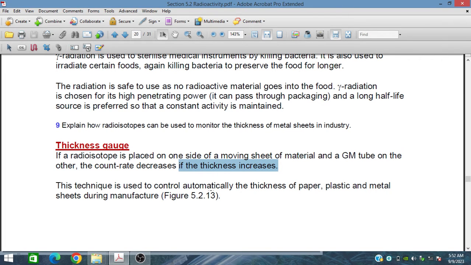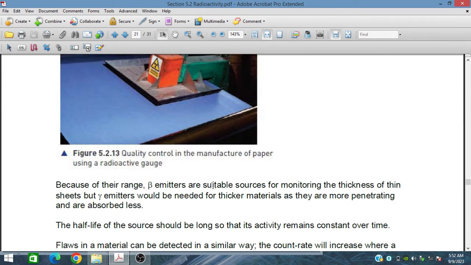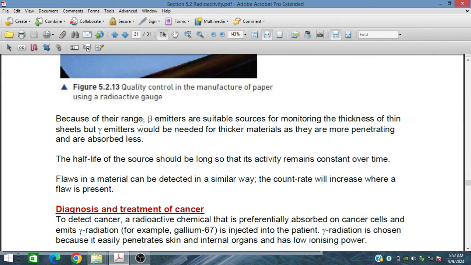This technique is used to control automatically the thickness of paper, plastic and metal sheet during manufacturing. Because of their range, beta emitters are suitable sources for monitoring the thickness of thin sheets, but gamma emitters would be needed for thicker material as they are more penetrating and absorb less. The half-life of the source should be long so that activity remains constant over time.